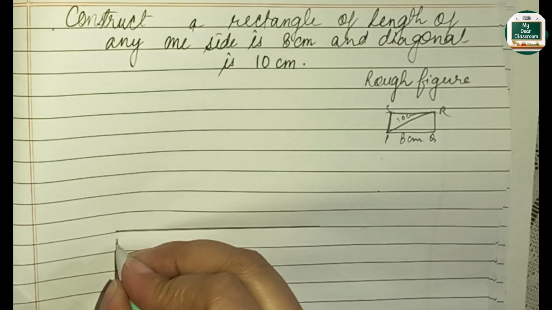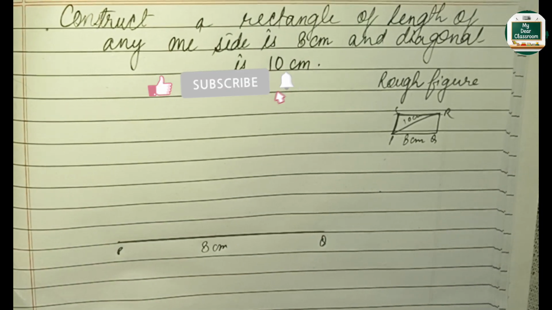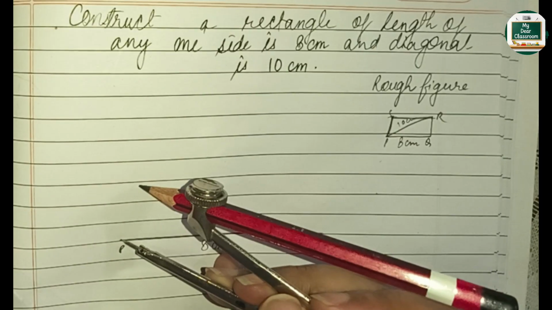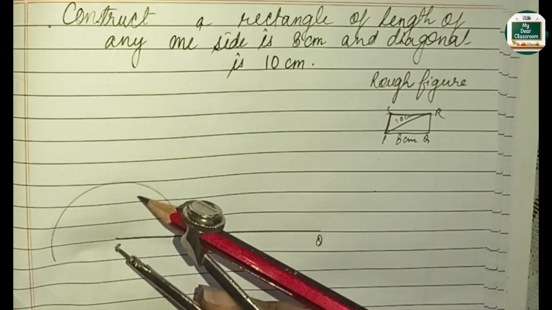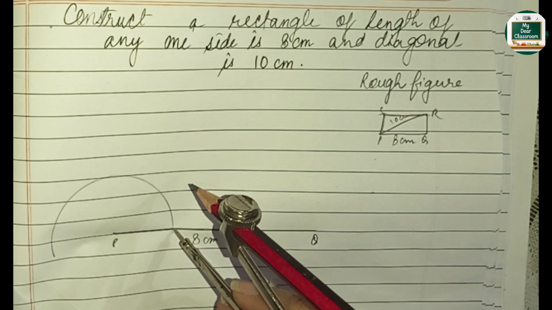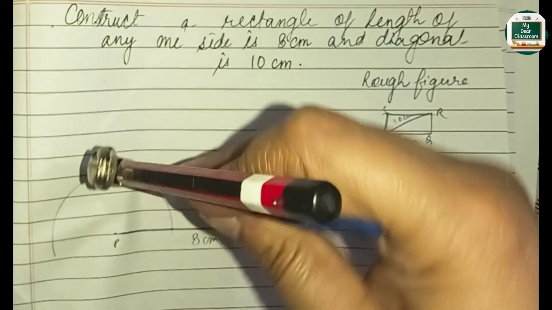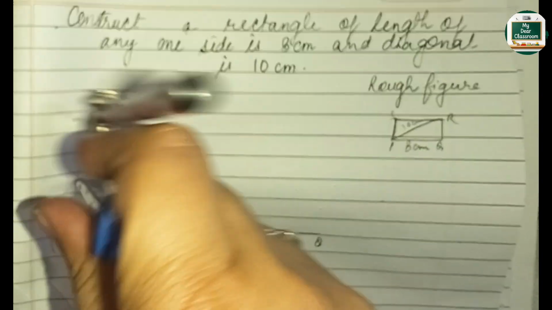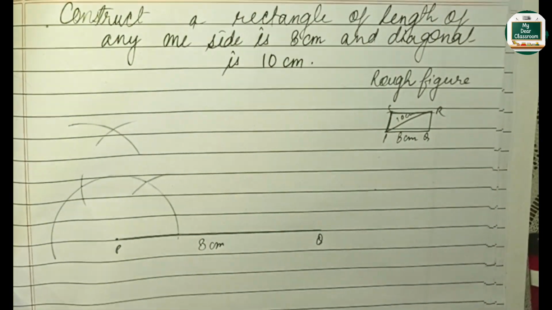Yes, so this is PQ, 8 centimeter. Now as you know, a rectangle has 90-degree angles, so I will be constructing a 90-degree angle at P. At P I have drawn an arc for constructing 60-degree, then 120, then 90-degree, as you know the process. So at P we will be constructing 90-degree. Yeah, that process is done.